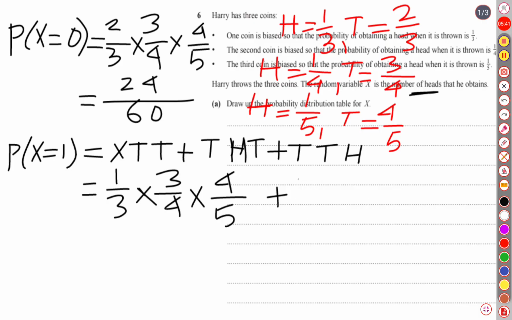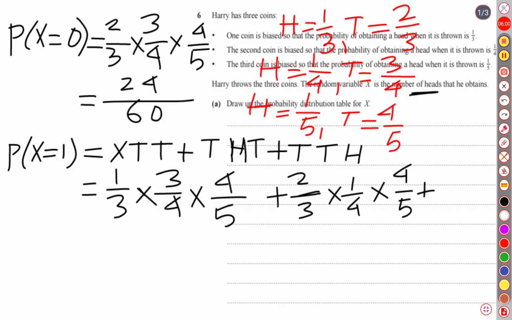So probability of first tail is 2 over 3, then probability of second head is 1 over 4, and probability of third tail is 4 over 5.